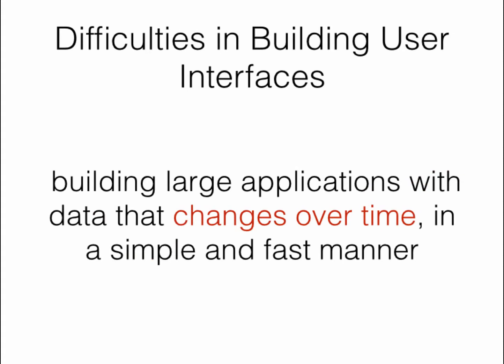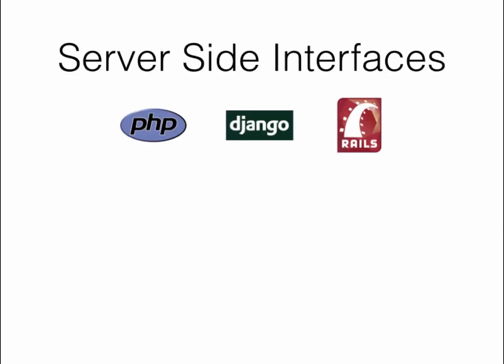So what are the main difficulties in building user interfaces? And what's the main goal of React? On the React website, they mention that the main goal of ReactJS is to build large applications with data that changes over time. And they want to do this in a simple and fast manner. And the emphasis is on data that changes over time. We'll turn back to that later on.